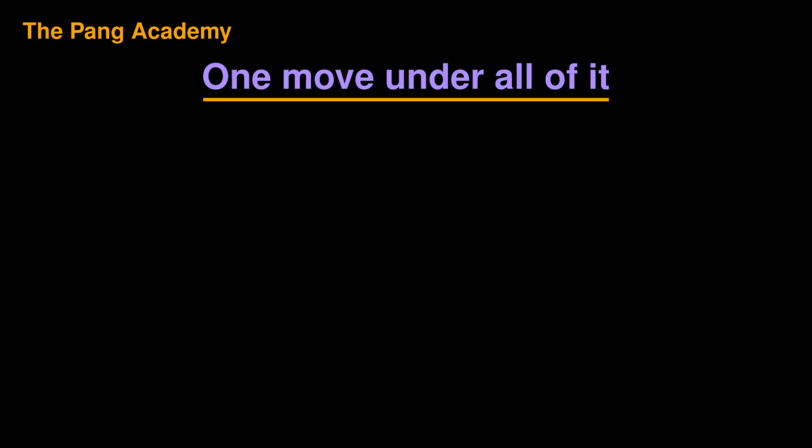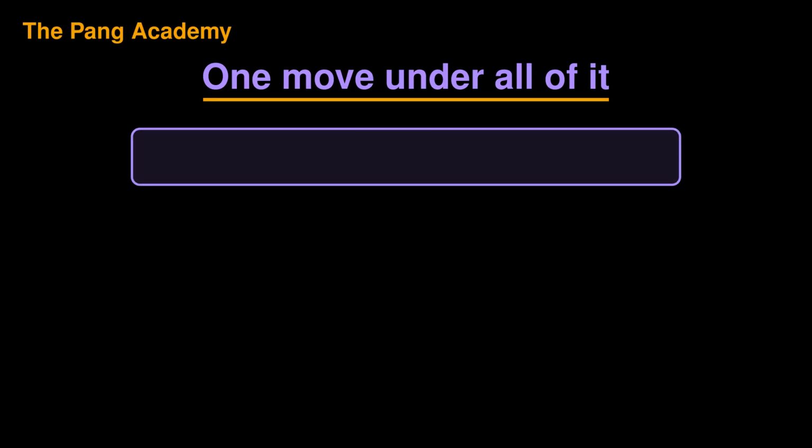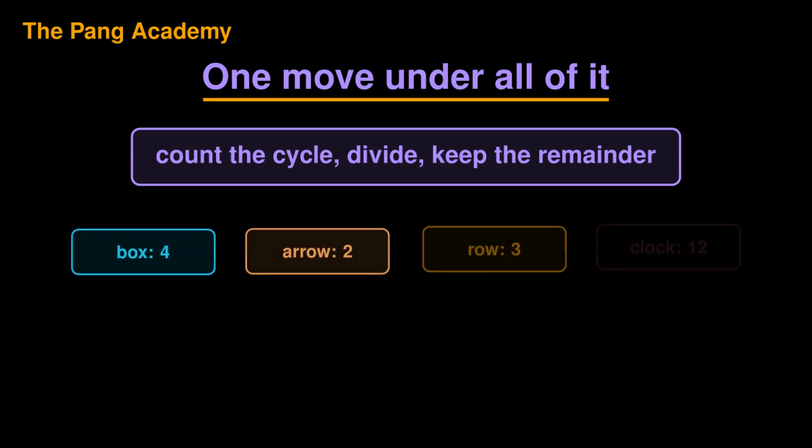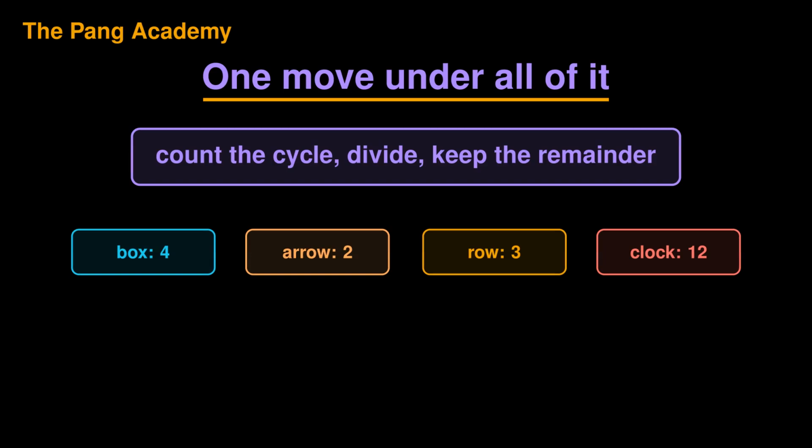Every single one of these ran on the very same move. First, count how many steps it takes to come back to the start. That count is the cycle. Everything rests on getting it right. Then divide the frame number by the cycle. Throw the whole turns away, they only bring you home. Keep just the remainder, and it points straight at the matching early frame. One method, and it never changed.